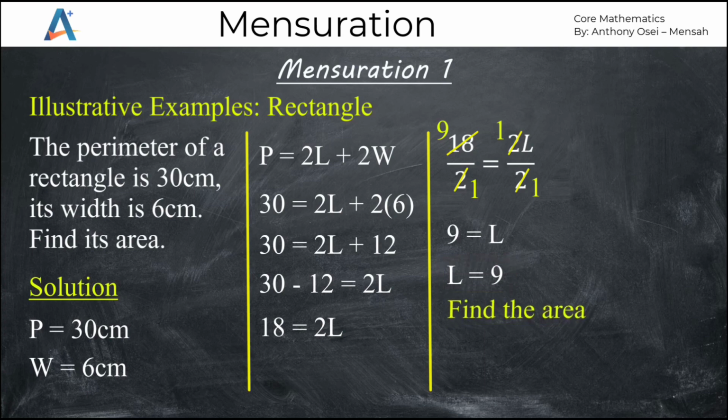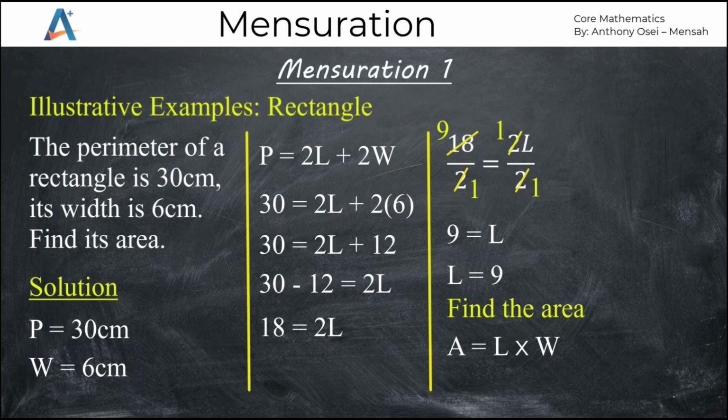Now the question is requiring area. And we all know that the area of a rectangle is equal to the length times the width. So the length is the one we have to look for, and we found the length as 9. Now that we have the width already in the question, we multiply the length by the width to get the area. So you have to understand that right from the beginning, without the length, you can't find the area.